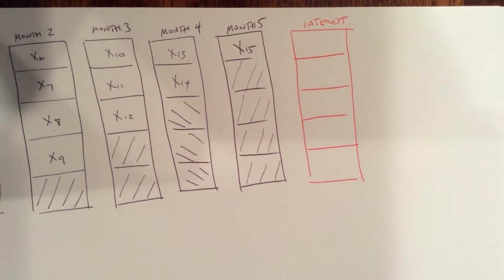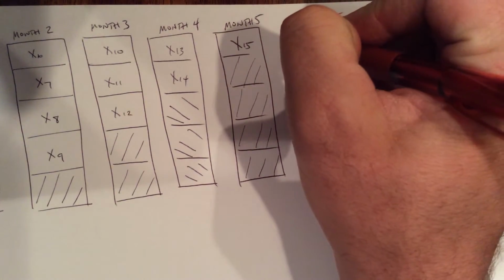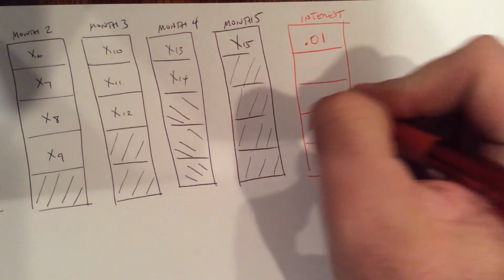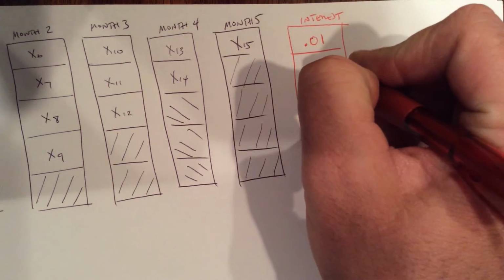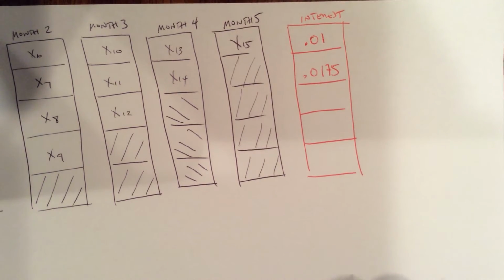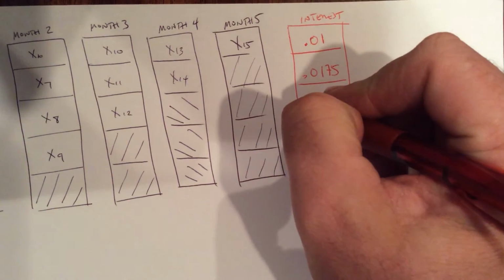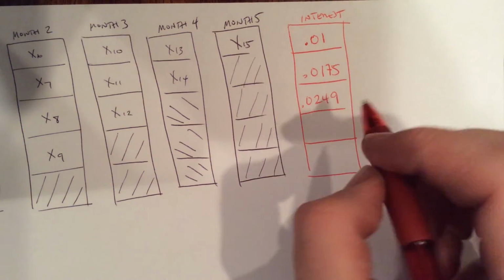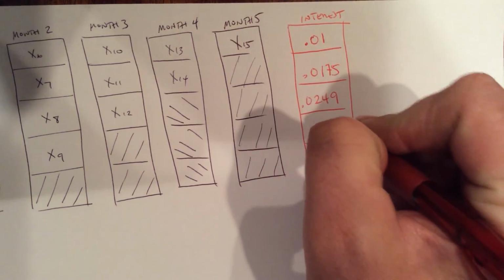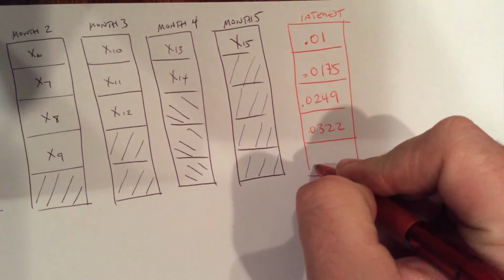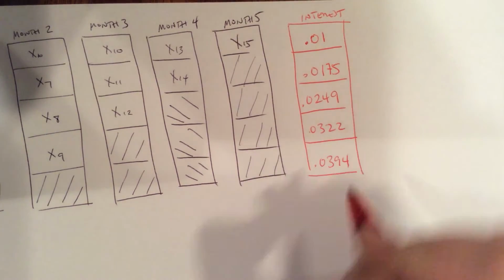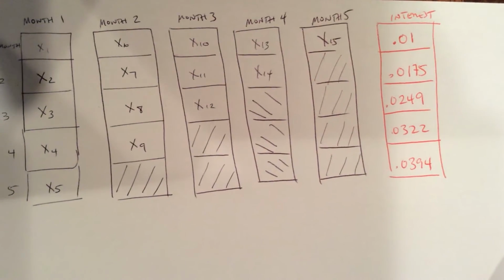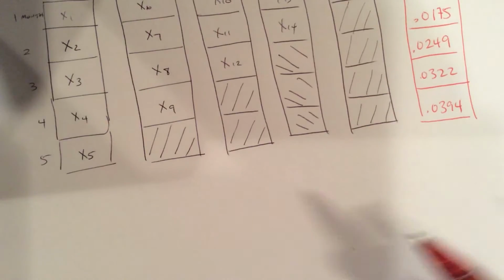So if it's a 1-month loan, the interest rate is 0.01, or what we call 1%. If it's a 2-month loan, it's 0.0175, or 1.75%. 3-month is 0.0249. All right, a 4-month is 0.0322. And lastly, we have a 0.0394 for a 5-month loan. So those are our interest rates that we have. All right, so now we have defined our x's, we have our interest rate. Now let's think of our objective function.